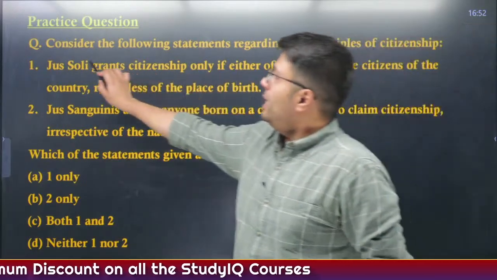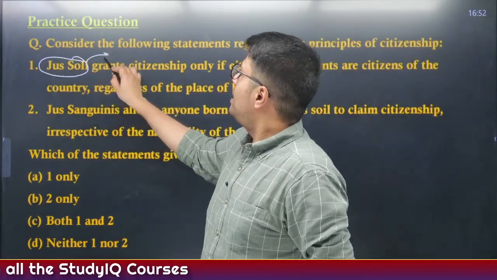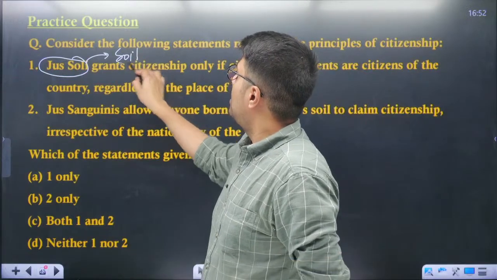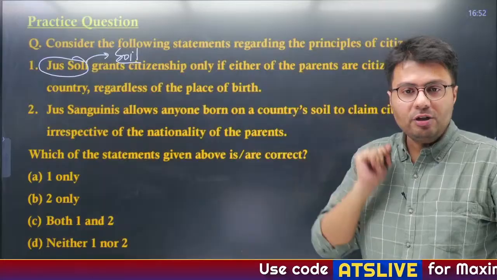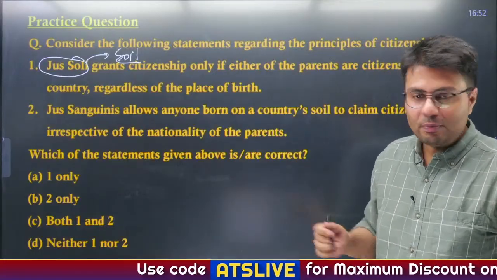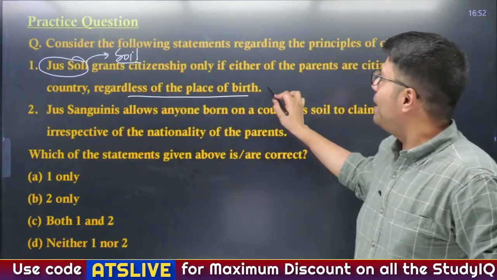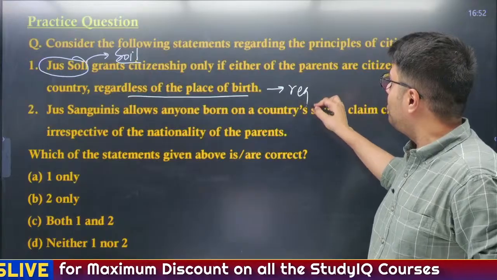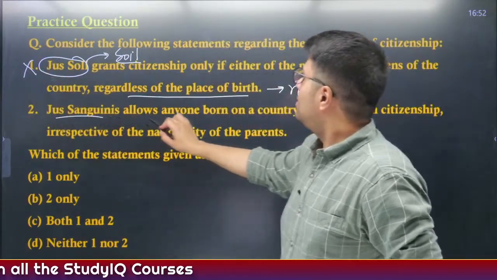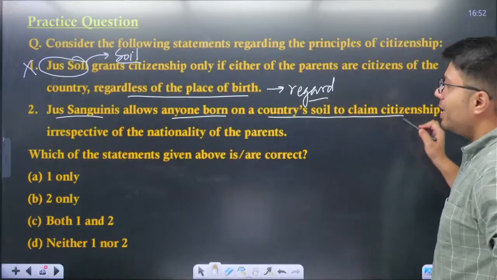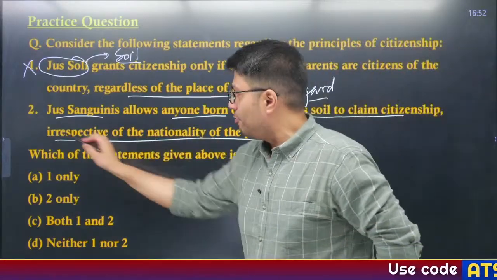Well, I told you it was relating to the soil of a country, which means irrespective of whether your parents are citizens or not, if you are born in the US, you will be given citizenship. So it is not regardless of the place of birth, rather it was with regard to place of birth. So the first statement is incorrect. Jus sanguinis allows anyone born in the country to claim citizenship irrespective of the nationality of parents. This is incorrect.